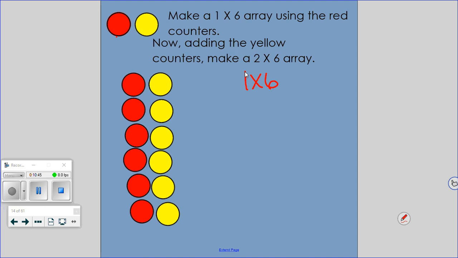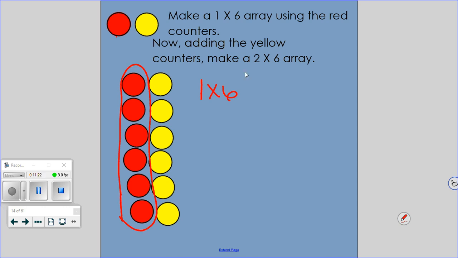I want you to draw this array. Don't trace it, but draw it in your notebook. Yep, draw little dots or circles. We're not going to trace our counters, but draw the 1 by 6. You can do like little circles. You could do little circles, that would work. Once you've got your array drawn, I want you to circle one group of 6.